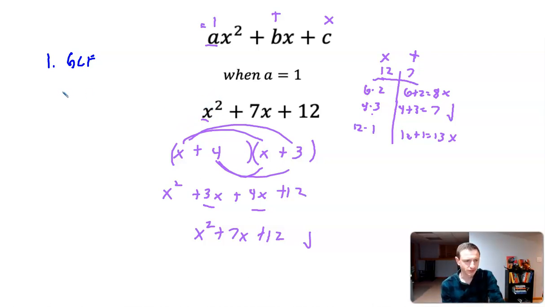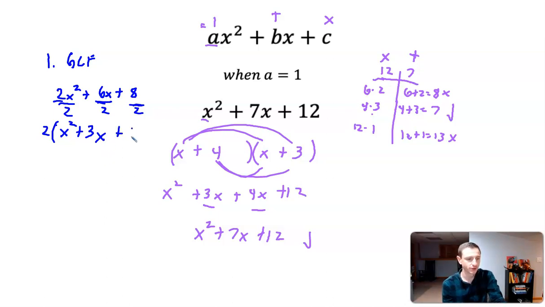So, for example, if I just had a problem like 2x squared plus 6x plus 8, just making something up off the top of my head, what we notice here is I could factor out a 2. So that is a greatest common factor. I could take out a 2 from every single term. Then 2 divided by 2 is 1, so I'm just left with an x squared there. 6 divided by 2 is 3. And then 8 divided by 2 is 4.